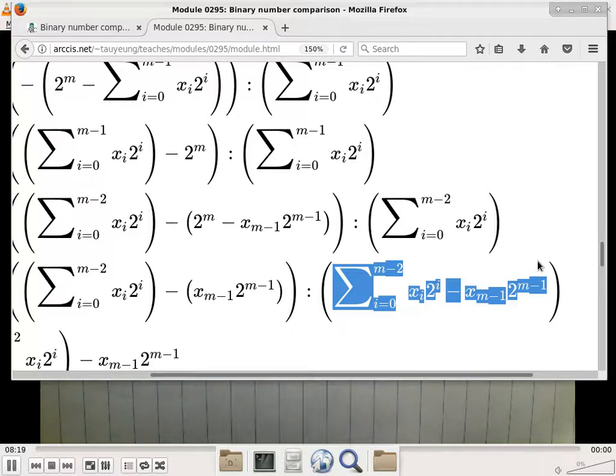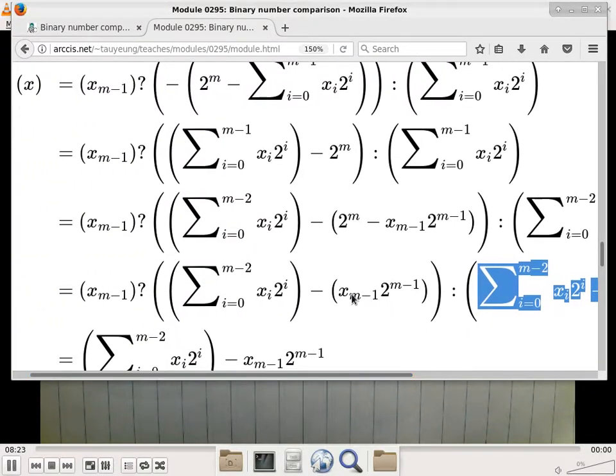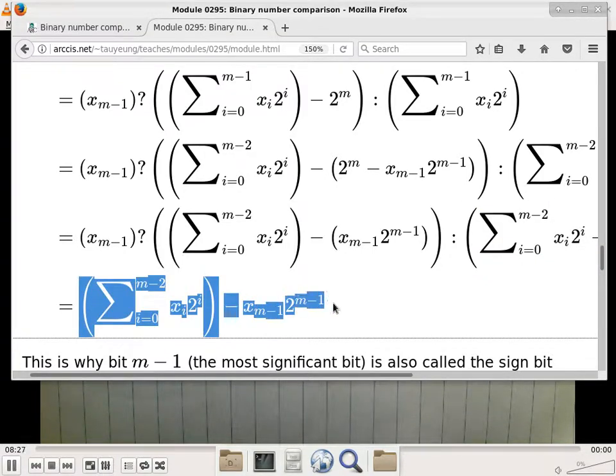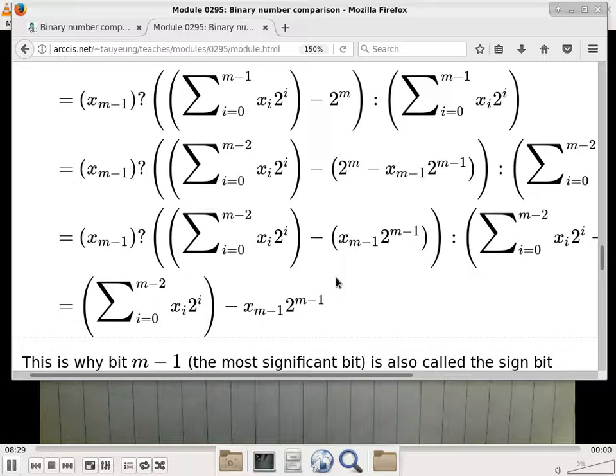But that is really cool, because now I can merge the entire thing, get rid of the ternary operator, and just say that this is the value expressed by a signed m-bit integer, regardless of whether the sign bit is a 1 or a 0. It works in both cases. Is that okay so far?